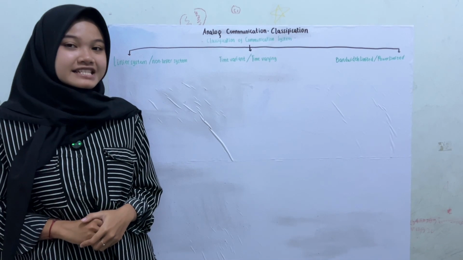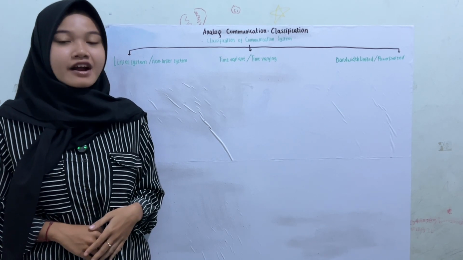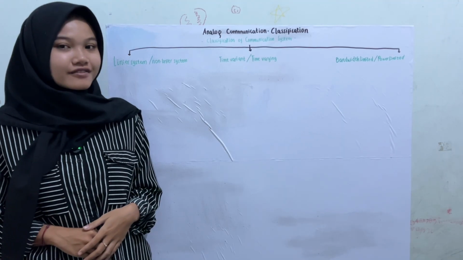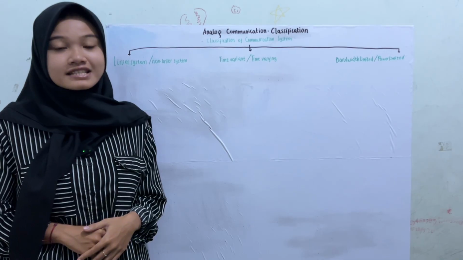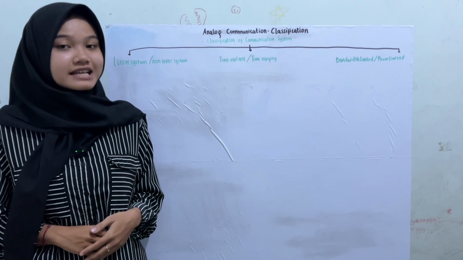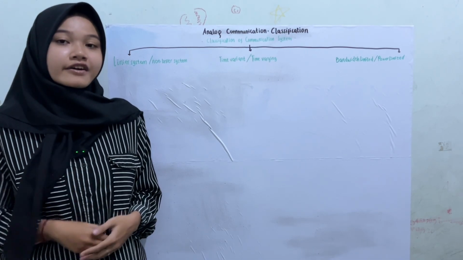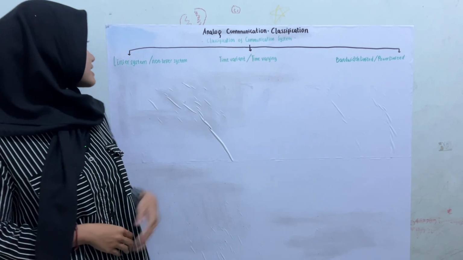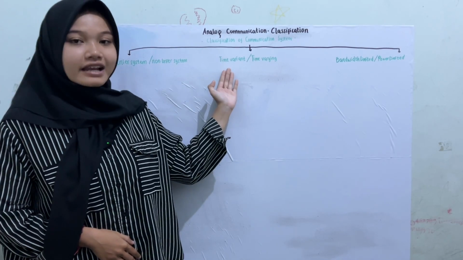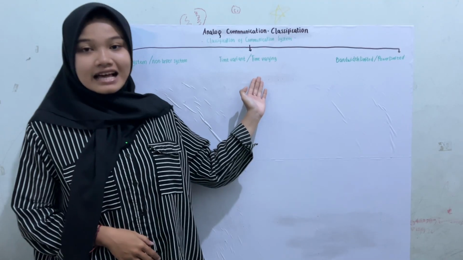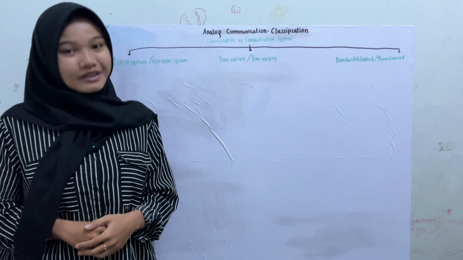The first classification is based on the communication channel and the behavior of the communication system itself. This classification helps us understand how a communication system responds when transmitting signal from the transmitter to the receiver. There are three categories that we will discuss. First is the linear and nonlinear systems, and then time variant and time varying systems, and last is bandwidth limited and power limited systems. Let's begin with the first one.